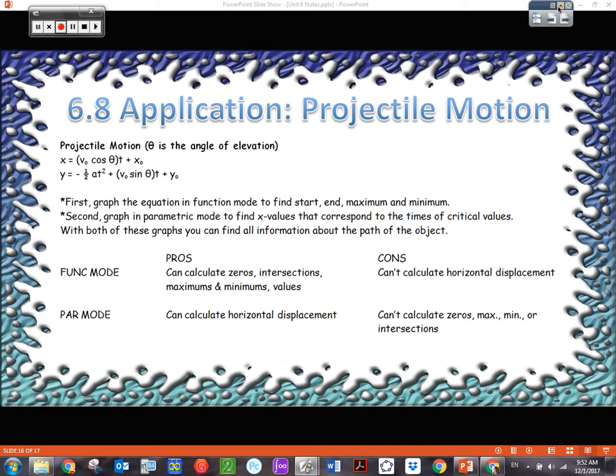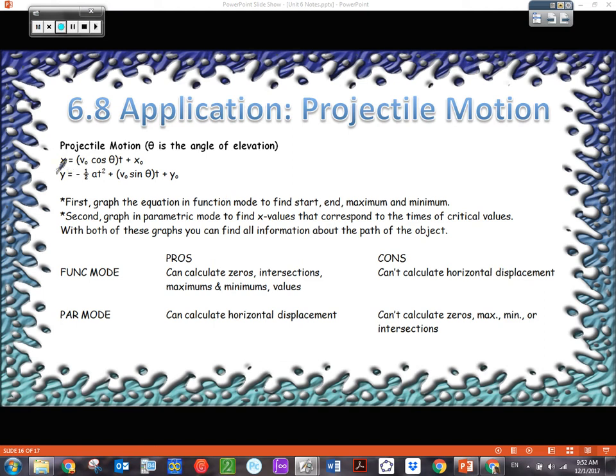So we have a set of parametric formulas that will basically model this type of motion. And so let's talk about these two formulas. They are formulas that you would need to memorize, to use on a quiz or a test. So let's talk about them individually.